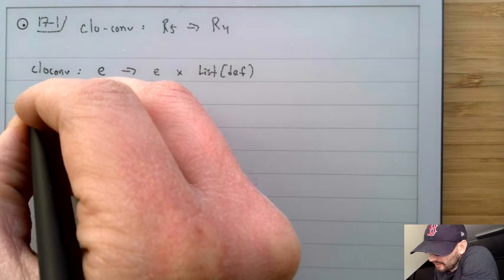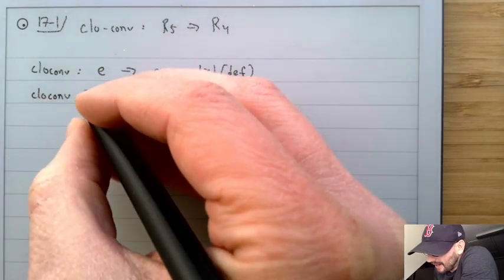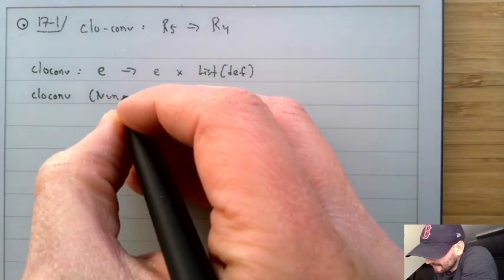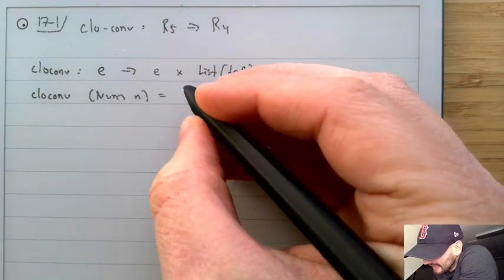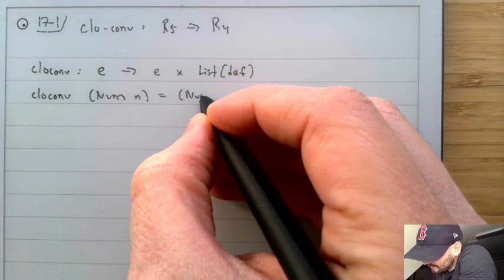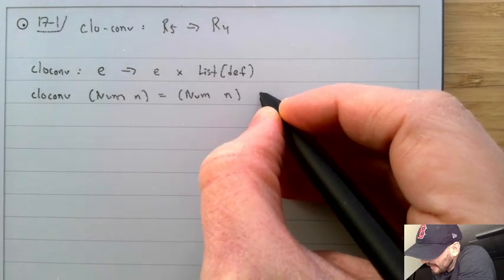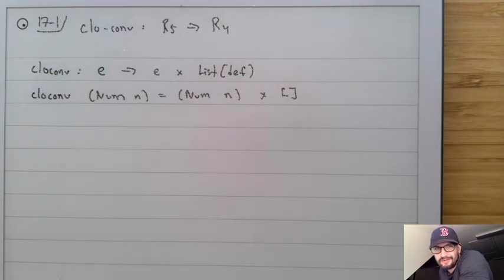So for instance, when you do a closure conversion for a number n, then you're just going to return that same number, n, and you're going to pair it up with an empty list, because there are none. Okay? There are no lambdas inside of here.